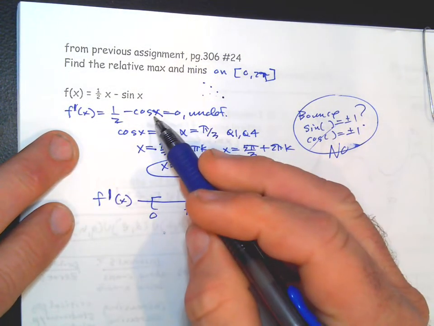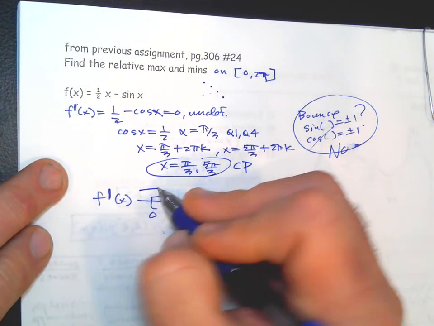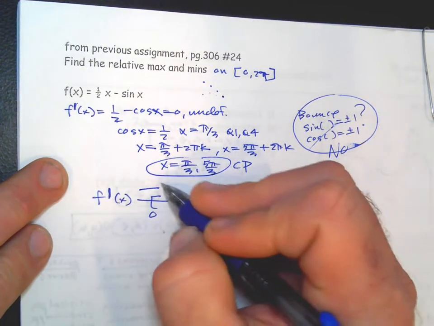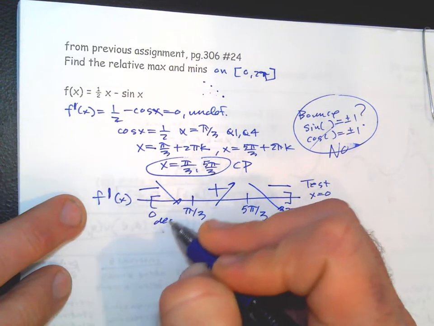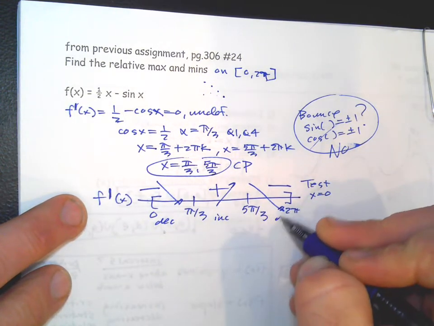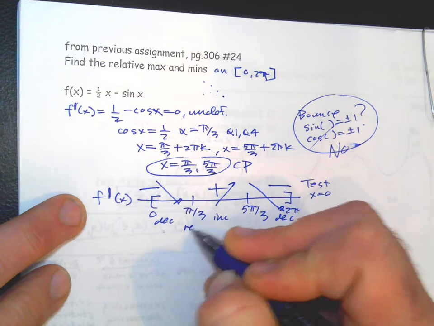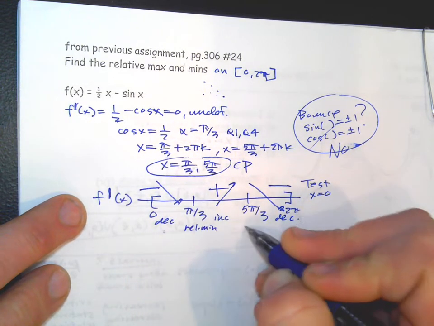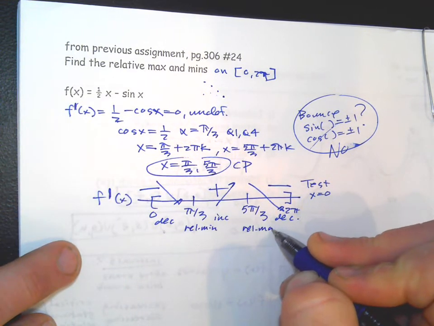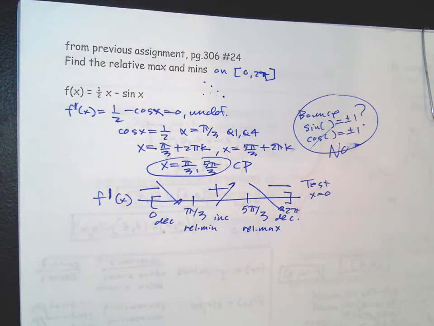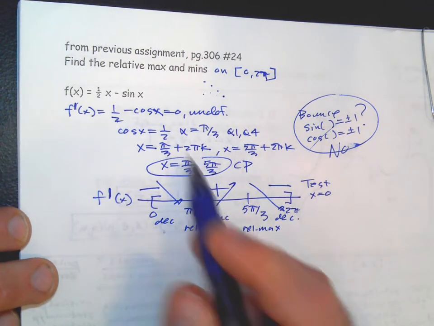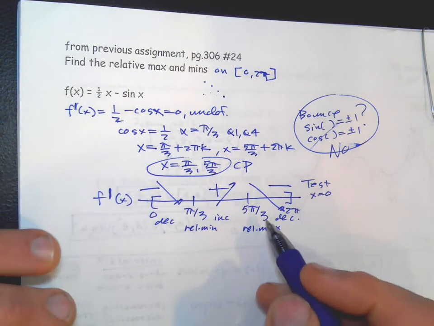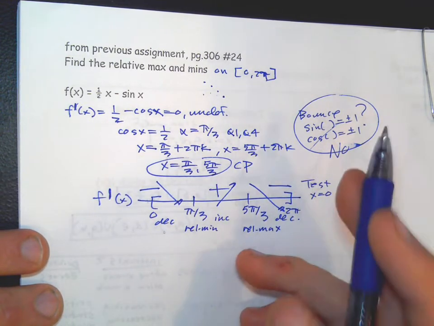Cosine of 0 is 1. It's going to be negative, positive, negative. So it's decreasing, increasing, decreasing. Relative min right here. Look, you can see it. Relative max right there. You can see it. We are using the first derivative test. Now, the actual relative max value, you'd have to plug this back into the original function to get its value, or relative min. But often you only ask for the location.